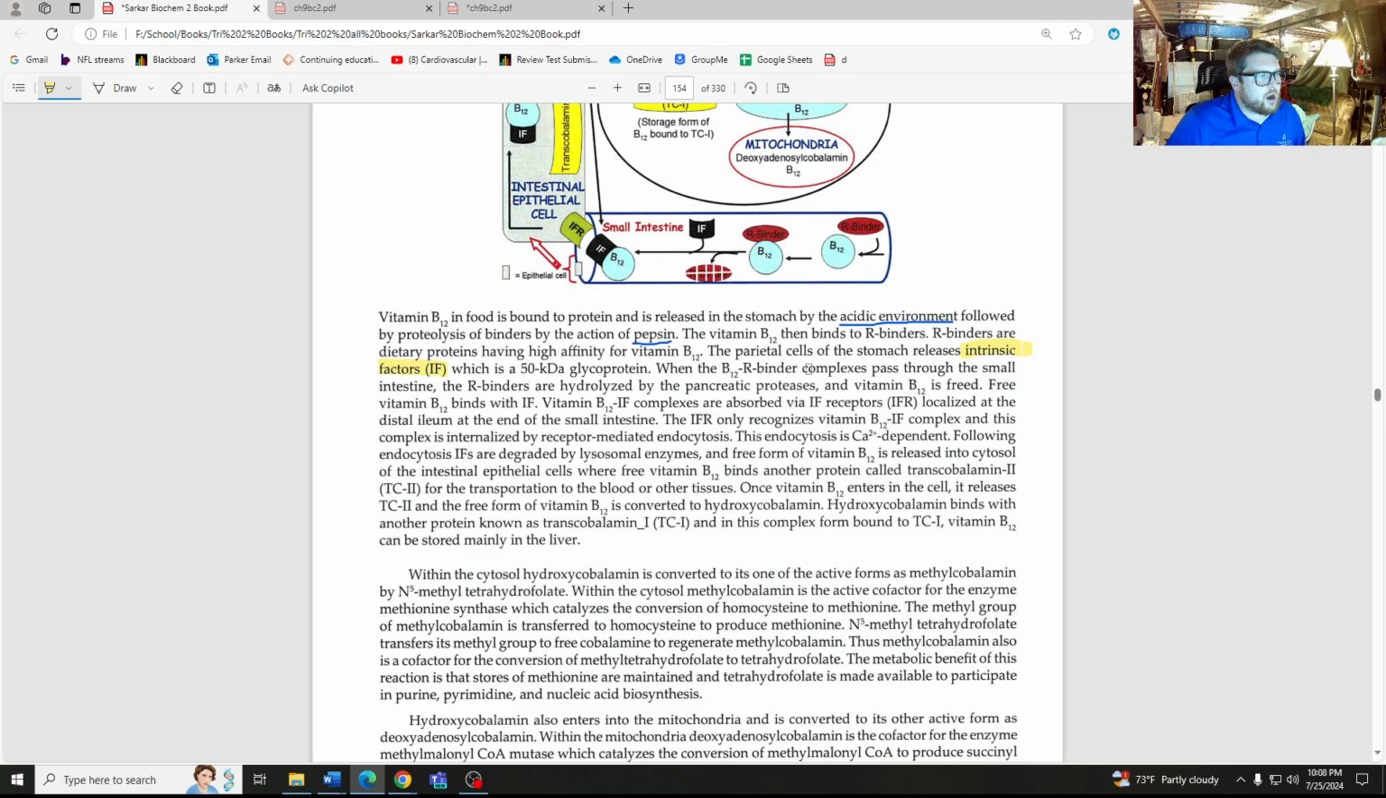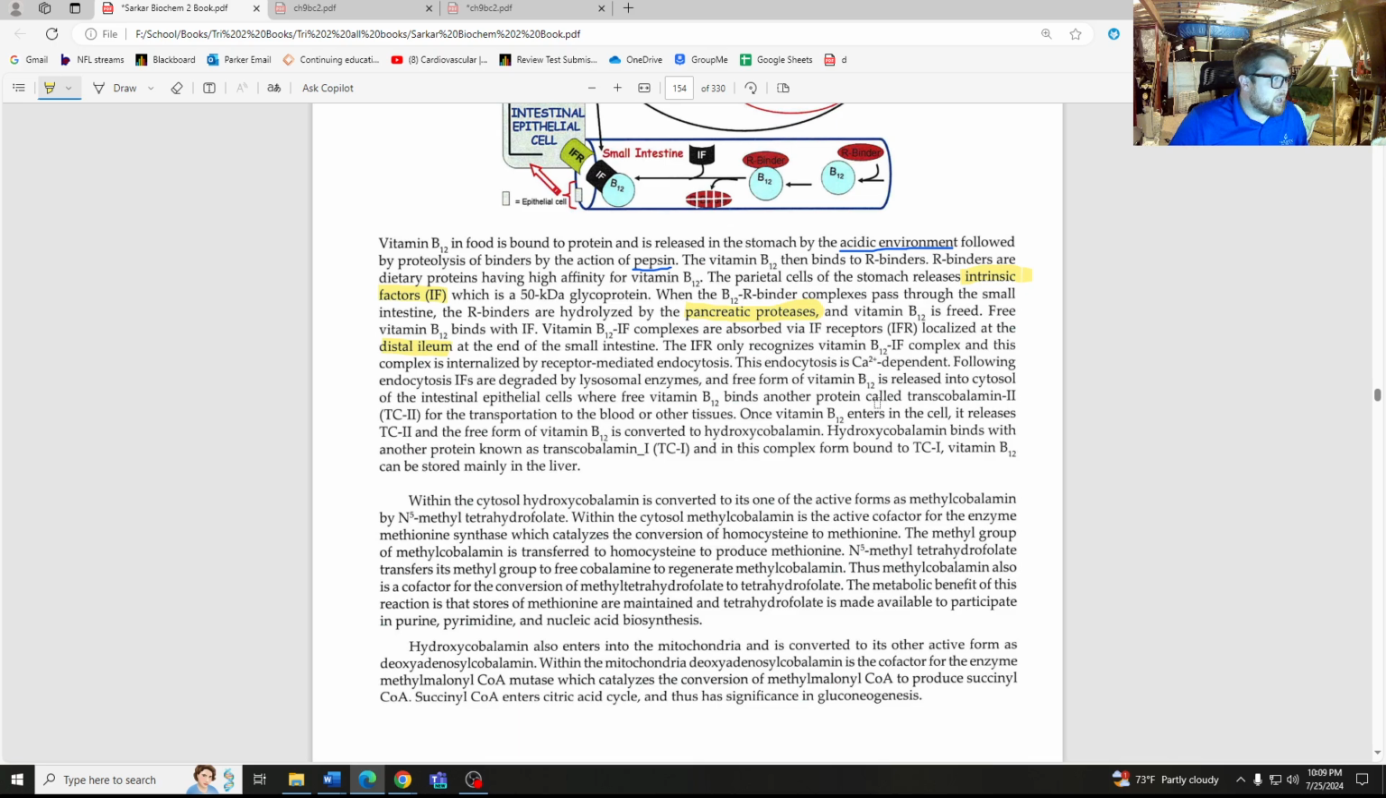When the B12 R binder complexes pass through the small intestine, the R binders are hydrolyzed by pancreatic proteases, so enzymes from the pancreas designed to dissolve proteins, and the vitamin B12 is freed. Free vitamin B12 binds with intrinsic factor. Vitamin B12 intrinsic factor complexes are absorbed via the intrinsic factor receptors localized at the distal ileum, so towards the end of the small intestine.